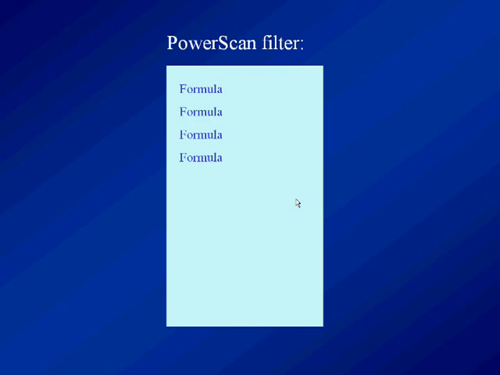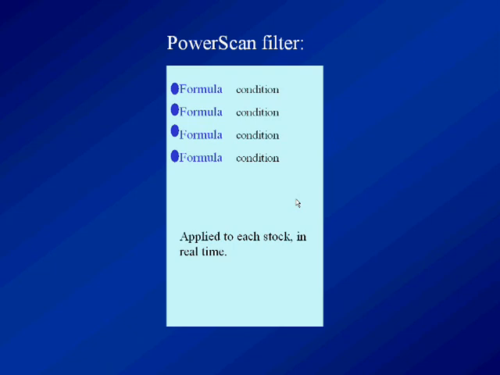A PowerScan filter is really just a series of one or more formulas. A formula is a condition, like, in our case, what we just looked at, the price being above or below a moving average is a condition. If all the conditions are tested, and they're all tested in real time, whenever they're all true, that's what we call a hit. So, if you were to apply these formulas to all the stocks in the market in real time, it will go boom, hit, there's your stocks that match the criteria that you're looking for.